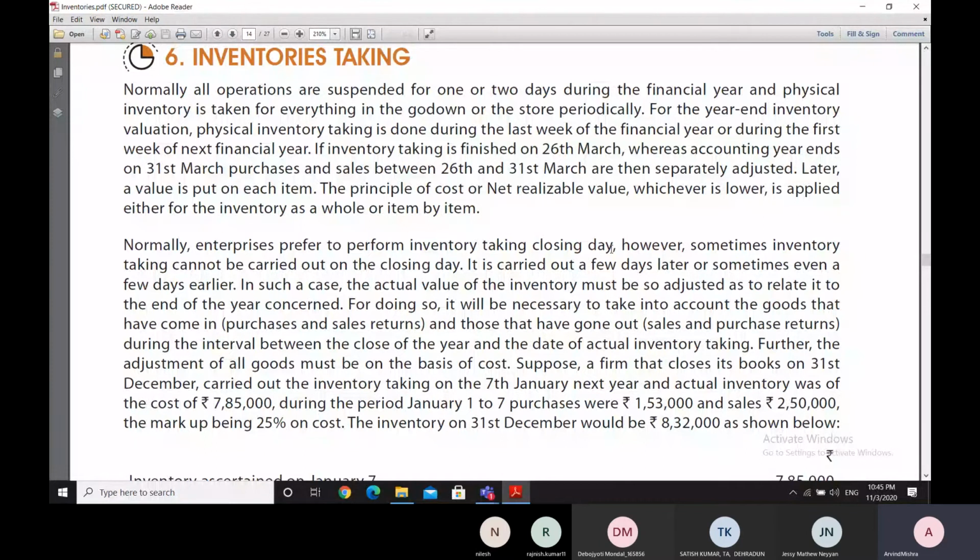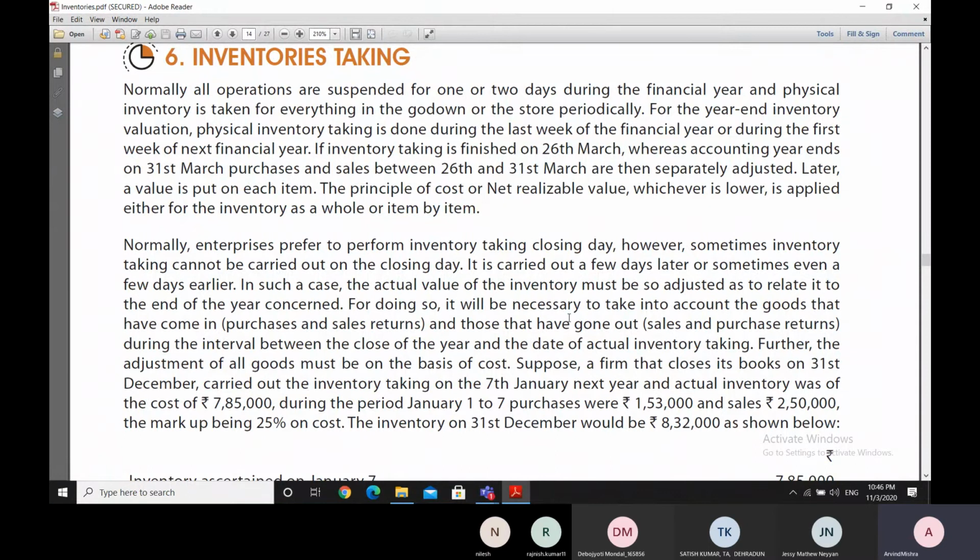However, sometimes inventory taking cannot be carried out on the closing day of the financial year. So it is carried out a few days later, or sometimes even a few days earlier than the closing day. And in such a case, the actual value of the inventory must be so adjusted as to relate it to the end of the year concerned. So we adjust the value obtained of the inventory to 31st March or to the end of the year date.